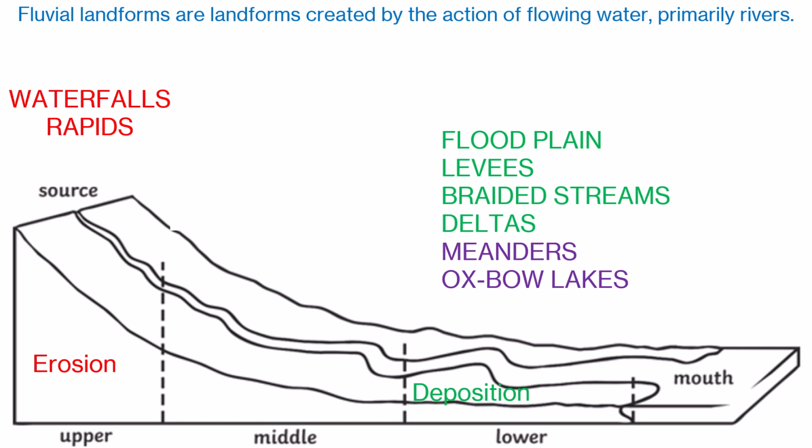The lower course is also where meanders and oxbow lakes are found. However, meanders and oxbow lakes develop from a combination of erosion and deposition.